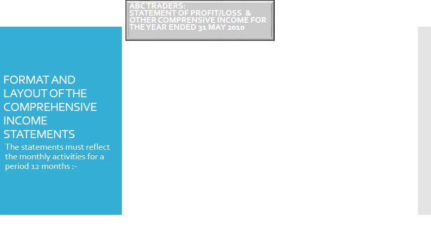In presenting this statement, the heading should clearly reflect the name of the entity, the name of the statement, and the date of the statement. In this example, the name is ABC Traders, statement of profit or loss and other comprehensive income for the year ended 31st of May 2010.